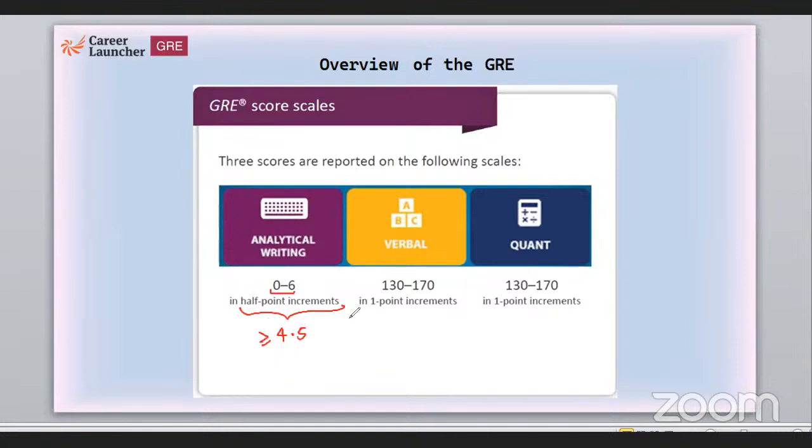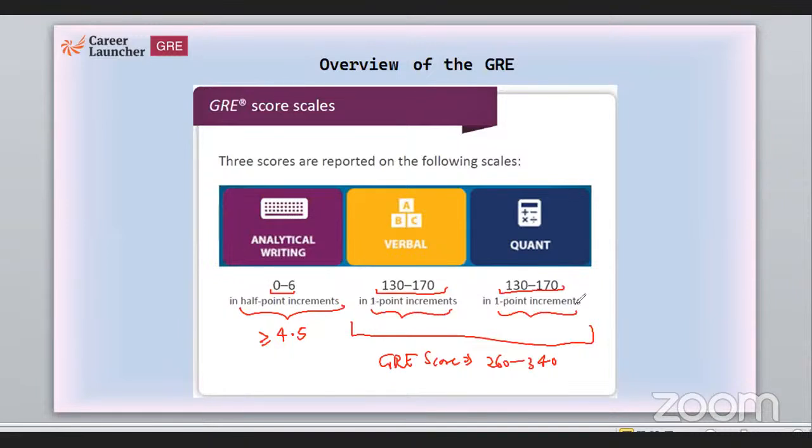Now, the so-called GRE score will consist of these two sections, and the GRE score will always be in the range of 260 to 340, where verbal and quant will each correspond to a 130 to 170 range, and that too with a 1 point increment. So your score could be like 165, 166, 167, 168, 169, 170. So the GRE score will only consist of the verbal and quant parts, not the AW part.